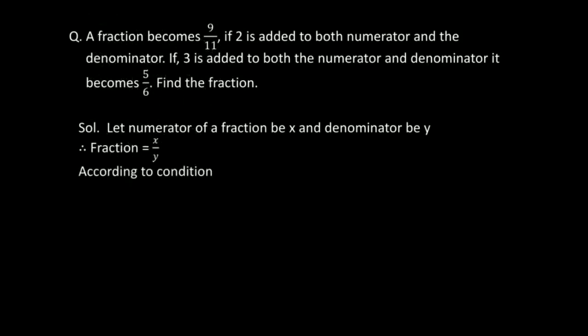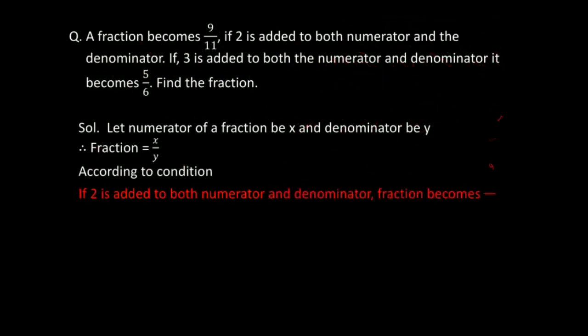Now, according to the condition, if 2 is added to both numerator and denominator, the fraction becomes 9 upon 11. It means the numerator is x. If we add 2 to the numerator and 2 to the denominator, the fraction equals 9 upon 11. So numerator is x, denominator is y. So x plus 2 upon y plus 2 equals 9 upon 11. That is equation number 1.